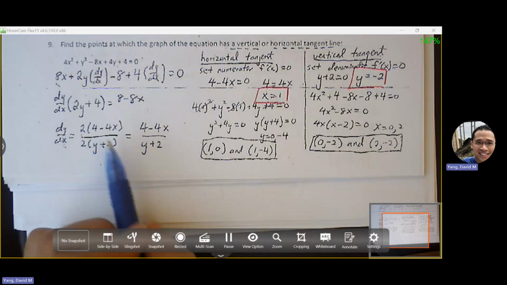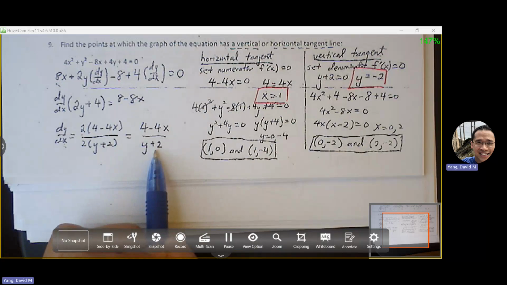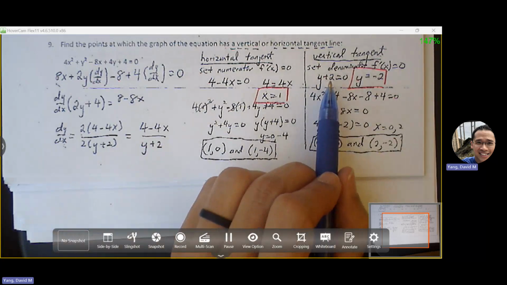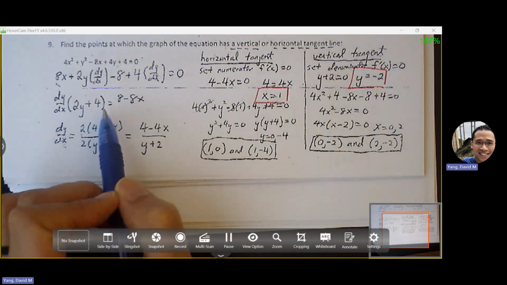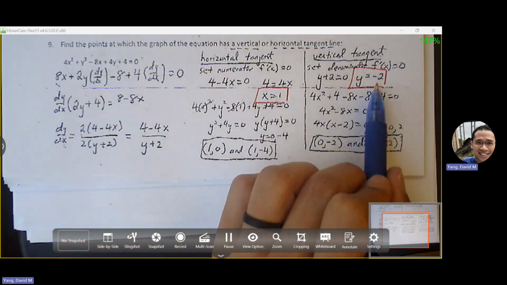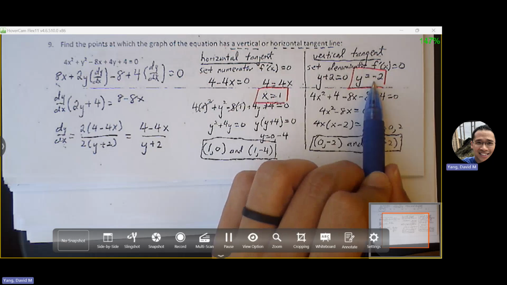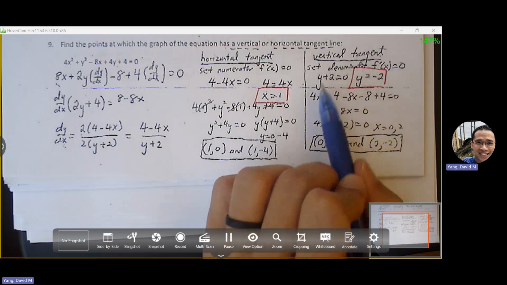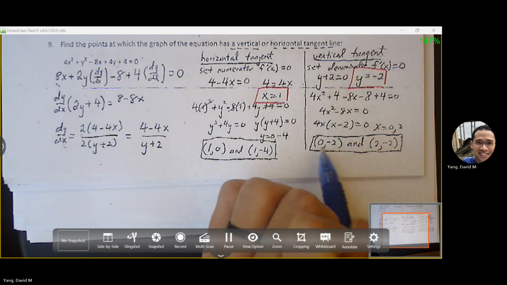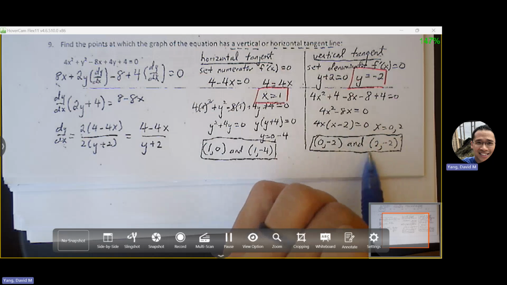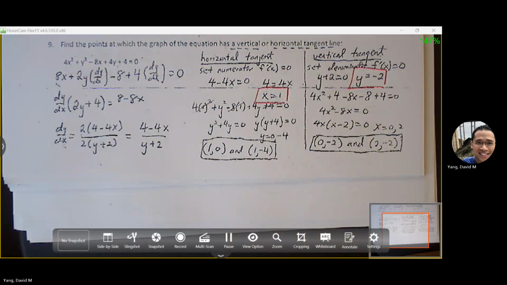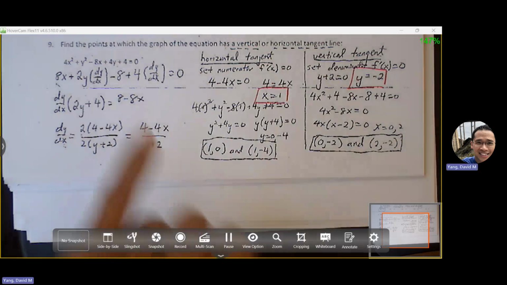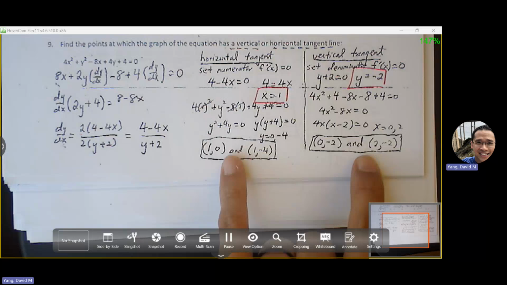To find vertical tangent, we set the denominator equal to 0. The denominator just happens to be in terms of y, so we set y plus 2 equal to 0. Or if you had 2y plus 4, that's fine. If you set 2y plus 4 equal to 0, you'll still get y equals negative 2. But remember, y equals negative 2 is only partial information about the vertical tangent. We want the full ordered pair, so back into the original equation it goes, and we solve for x. Now, this problem is only asking for ordered pairs, and we provided all the ordered pairs where these behaviors occur.